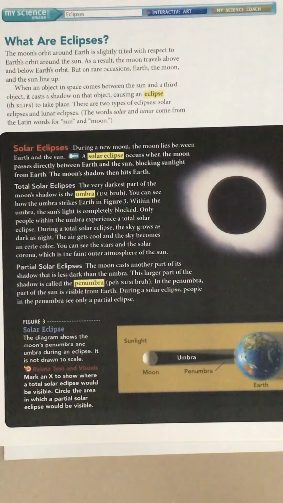In a total solar eclipse, the very darkest part of the moon's shadow is the umbra. You can see how the umbra strikes Earth in Figure 3. Within the umbra, the sun's light is completely blacked out. Only people within the umbra experience a total solar eclipse. During a total solar eclipse, the sky grows as dark as night. The air gets cool and the sky becomes an eerie color. You can see the stars and the solar corona, which is the faint outermost atmosphere of the sun. So they have a picture of it to the right.